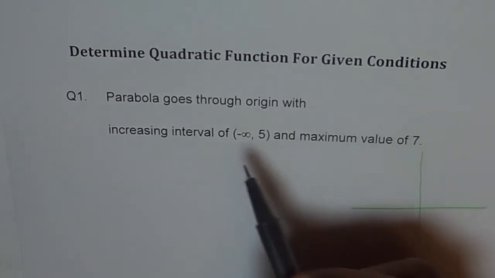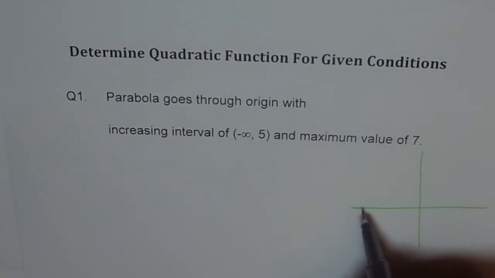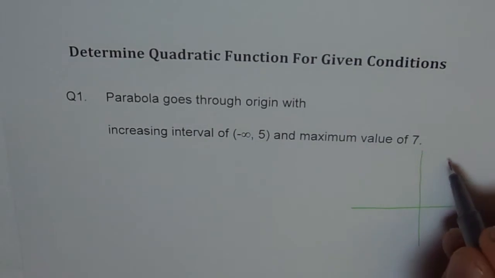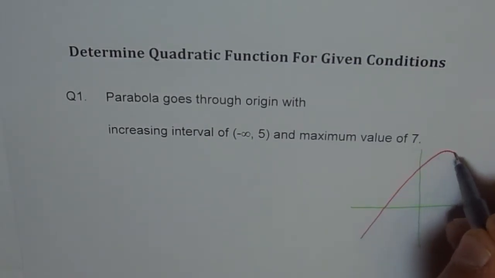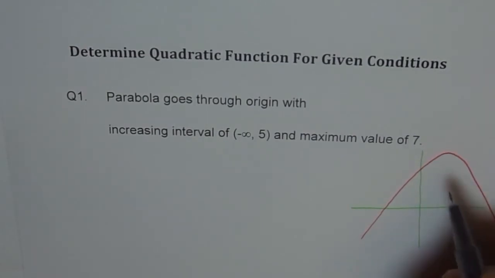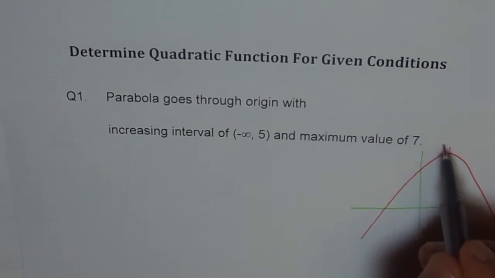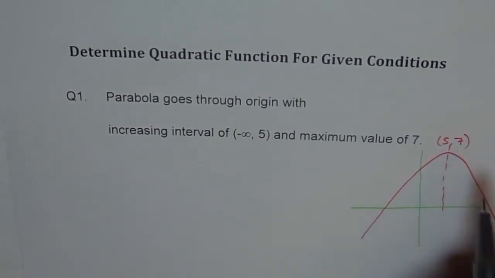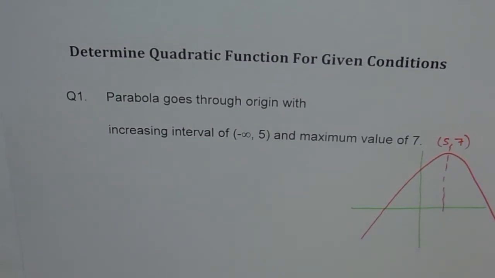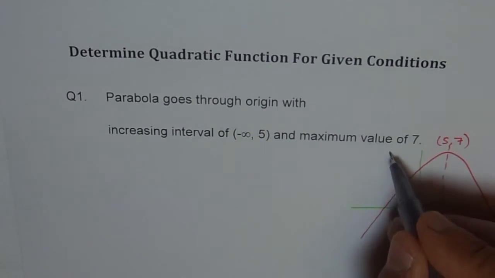You have a parabola, so this is your minus infinity, right? Increasing interval, that is increasing till 5, so the maximum is at 5. So it's kind of like this. Your parabola is kind of like this, and then it comes down, correct? Now this point is at (5, 7). I'm sorry, the origin should be, and it goes through the origin. So the x-axis is actually here.